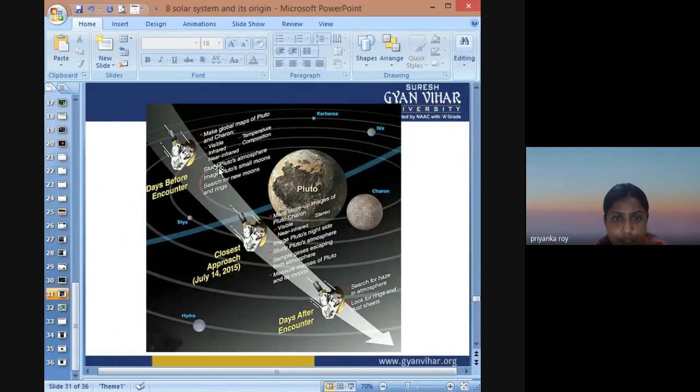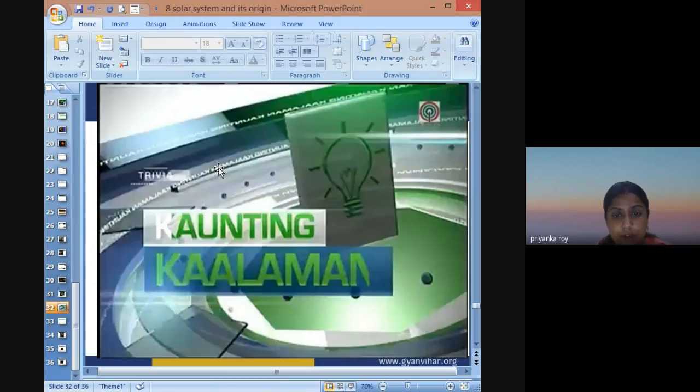This is another image showing how a trajectory is used to launch a spacecraft in such a way that it accurately lands on or reaches the other object.